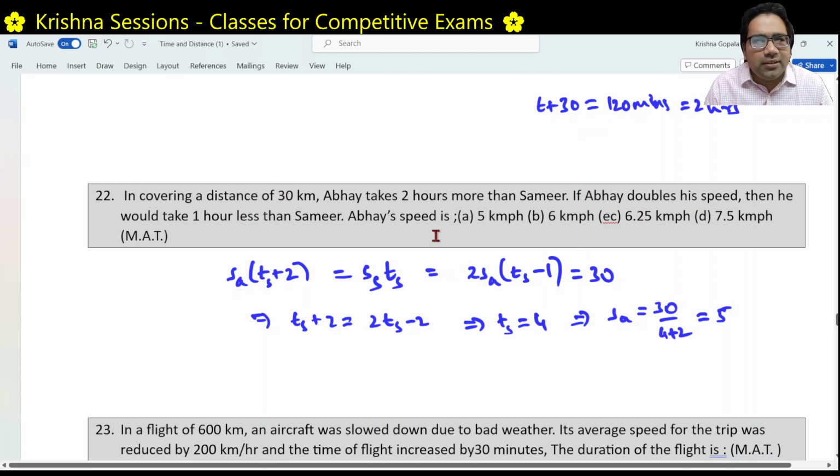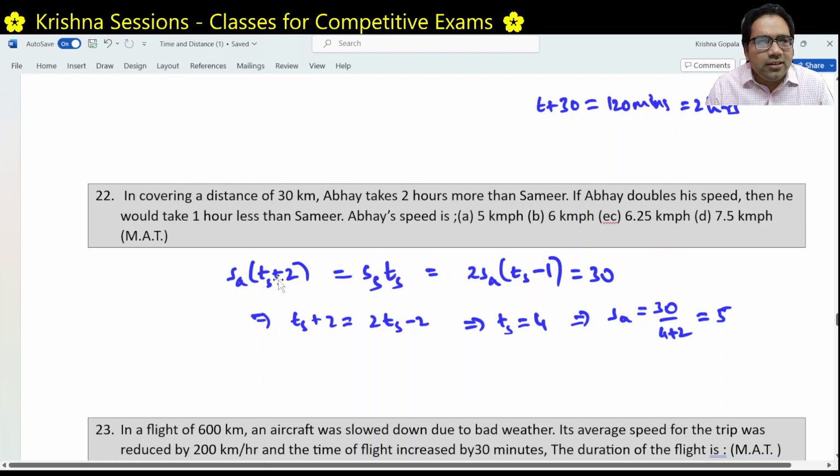So speed of Abhay into time of Abhay is equal to speed of Samir into time of Samir, which is equal to 30 kilometers. Let's assume time of Samir is TS and speed of Samir is SS. This is the notation I am following. You are free to follow your notation X, Y, P, Q, whatever. Time of Samir is TS and speed of Samir is SS.